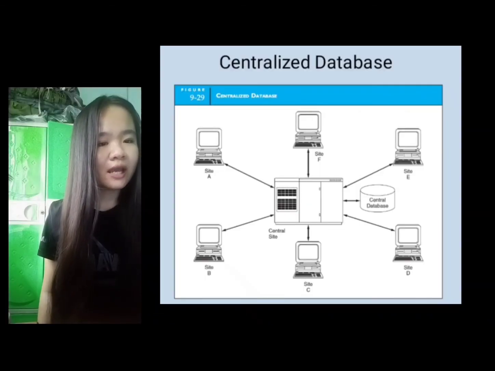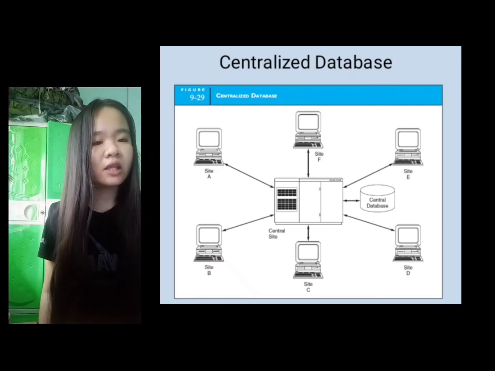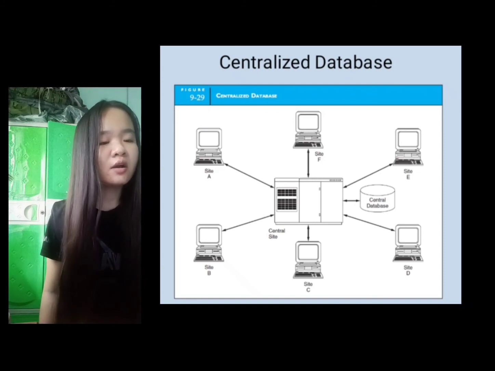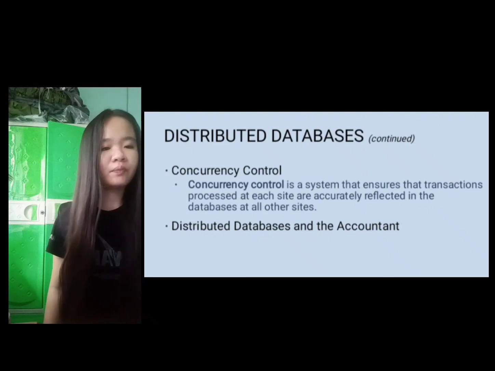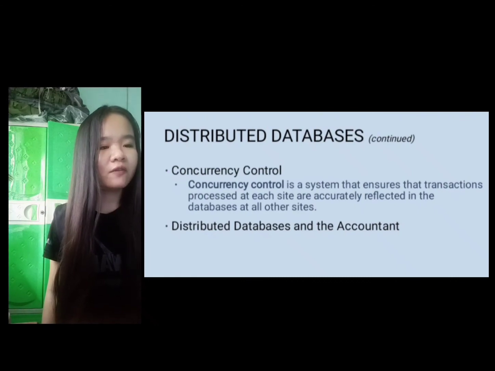So, in figure 9-29, it's about the centralized database, wherein site A to site F show how they get information in the centralized site, wherein they request information from just one network or one site, which is the central database. Then next is the distributed databases. Concurrency control is a system that ensures the transaction processes at each site are accurately reflected in the databases at all other sites, in distributed databases and the accountant.